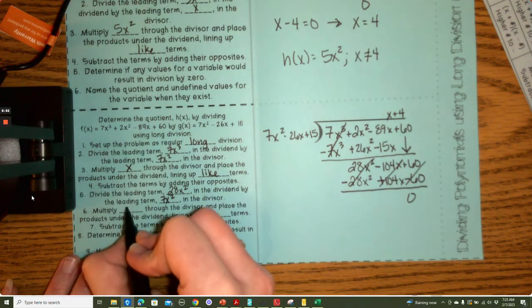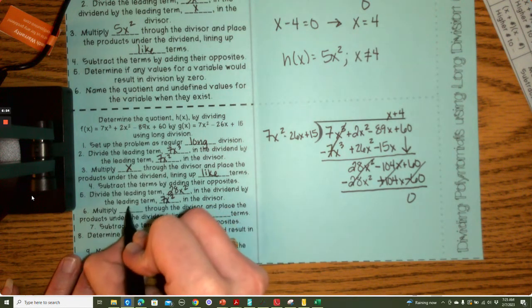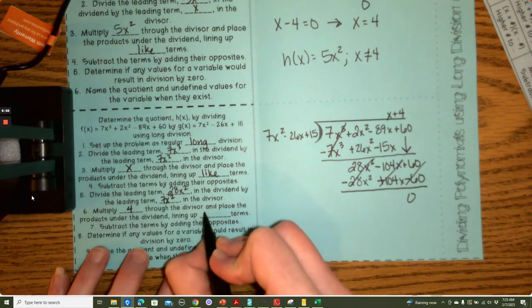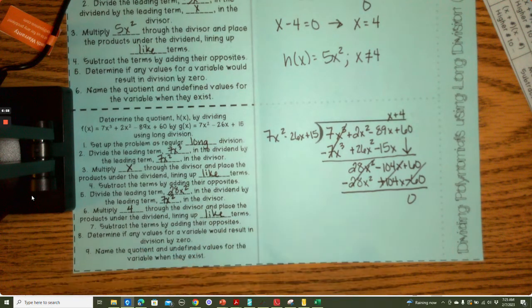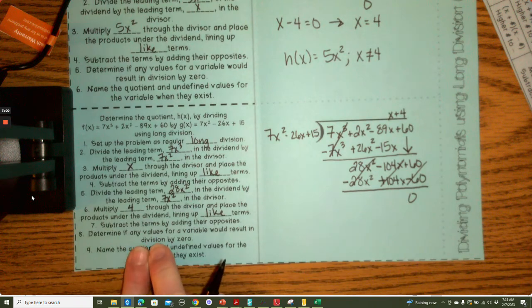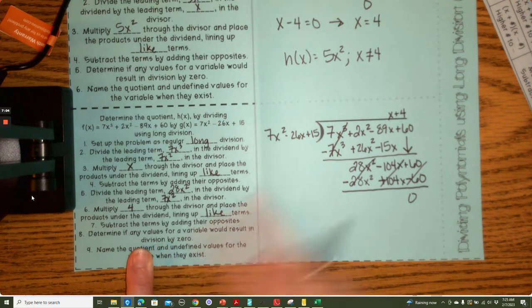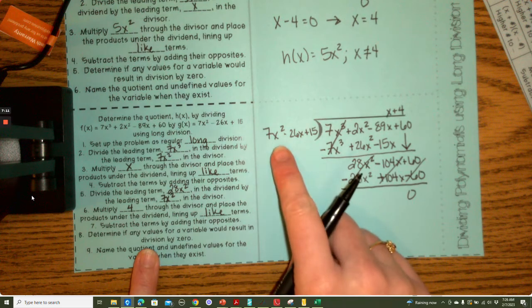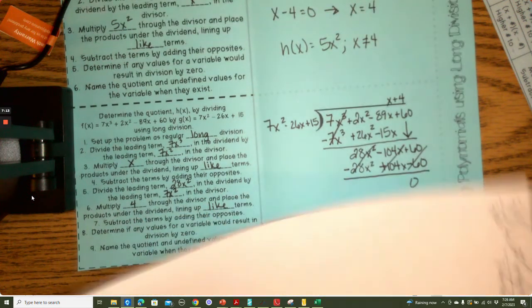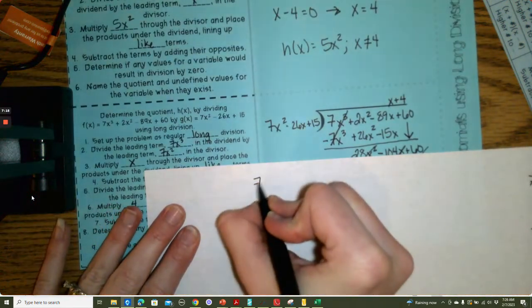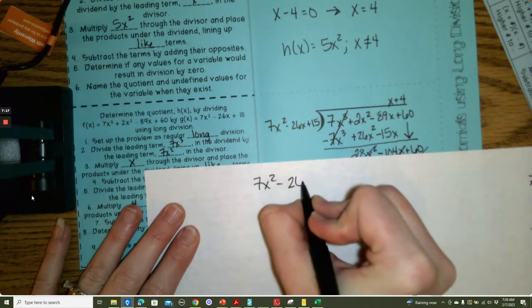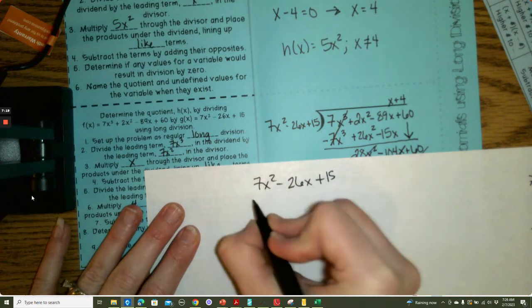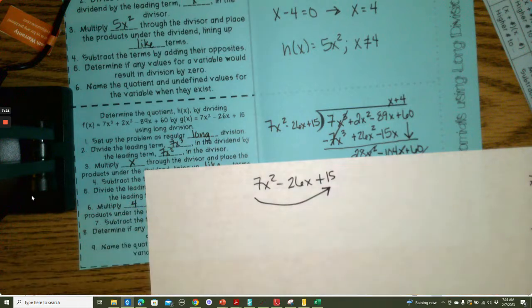All right, so we multiplied 4 through the divisor. We lined up like terms. Now we're going to subtract, so we subtract the terms. All right, determine if any values would make this 0. Okay, so one thing that you could do, you can factor this. So you could do slip and slide on this. So if we do 7x squared minus 26x plus 15. Now this doesn't always work, but sometimes it does.